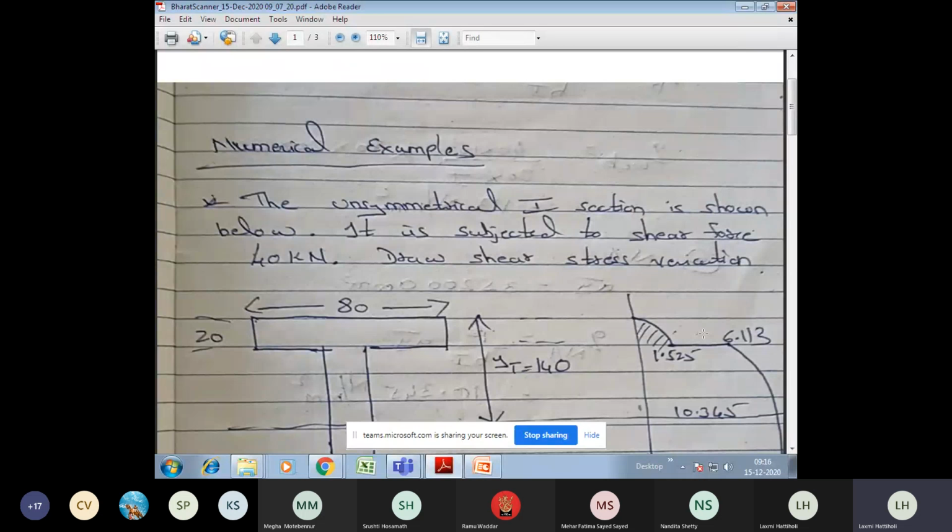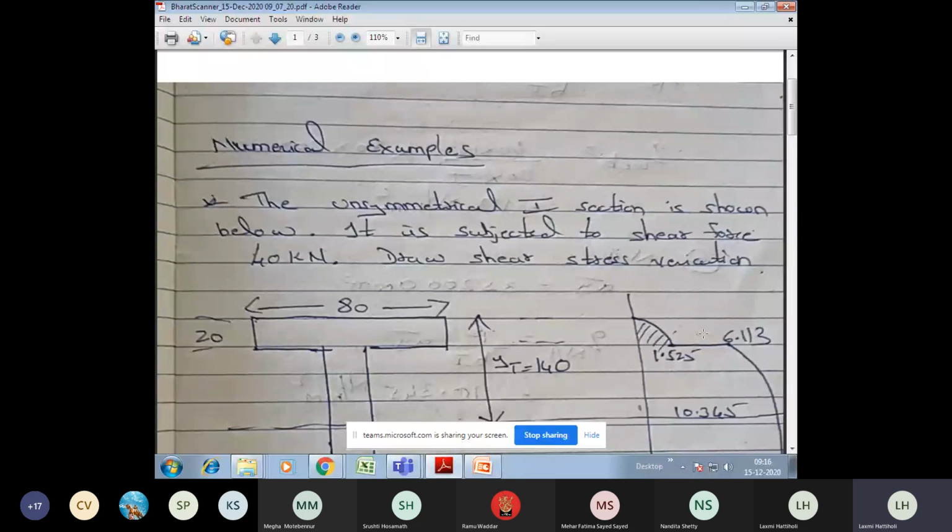Okay. So you have basically an unsymmetrical I section as shown in the figure. It is subjected to a shear force of 40 kilonewton. Right? I'll repeat, it is subjected to a shear force of 40 kilonewton. So that means F is directly given to you in this particular question. Right? F is 40 kilonewton.